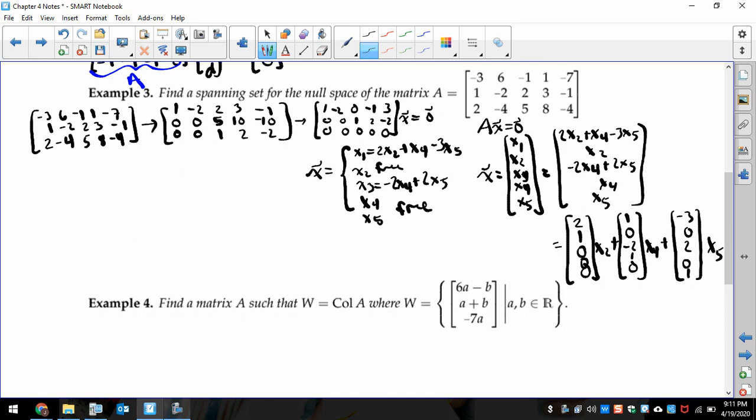So we can say, it says find the spanning set. So Null of A, the null space of A, is the span of these solution vectors. So the solution always looks like a multiple of these three vectors.